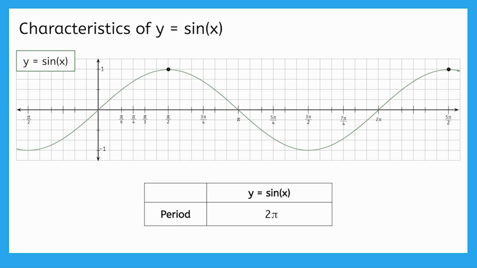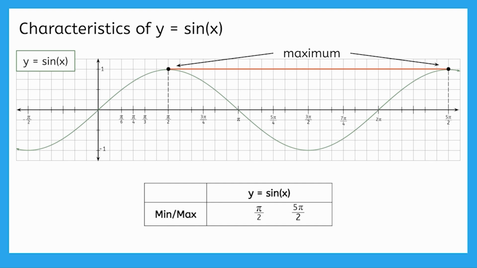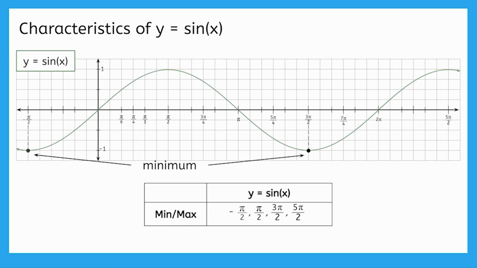And that pattern includes some important points, like minimums, maximums, and zeros, which also repeat over a specific interval. Notice that in this section of the graph, the function reaches a maximum when x equals pi over 2, and then again at 5 pi over 2, which is a distance of 2 pi. It reaches a minimum when x equals 3 pi over 2 and again at negative pi over 2, which again is a distance of 2 pi.